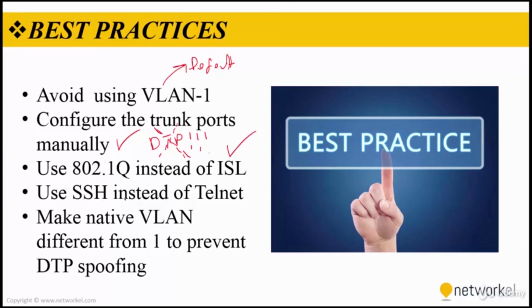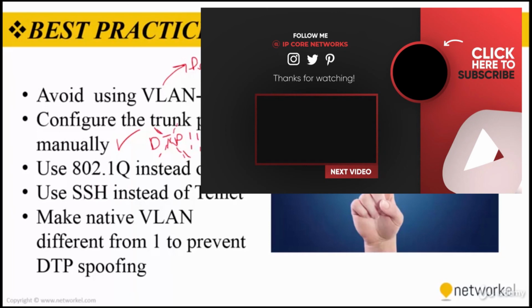We need to use SSH instead of Telnet for remote connections, because SSH uses encryption for the connection. And we need to make the native VLAN different from VLAN 1 to prevent DTP spoofing.